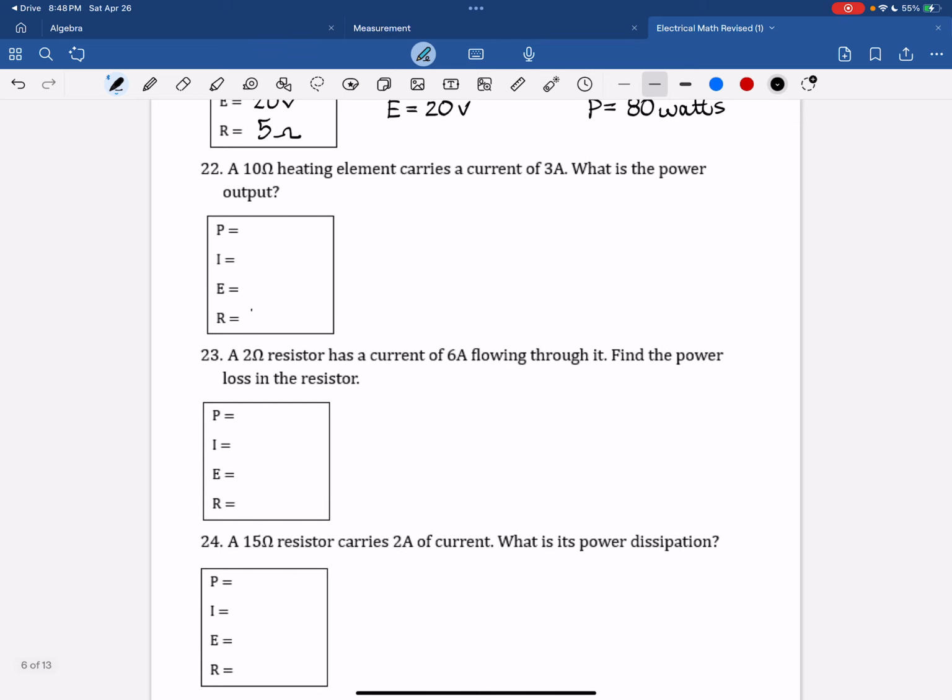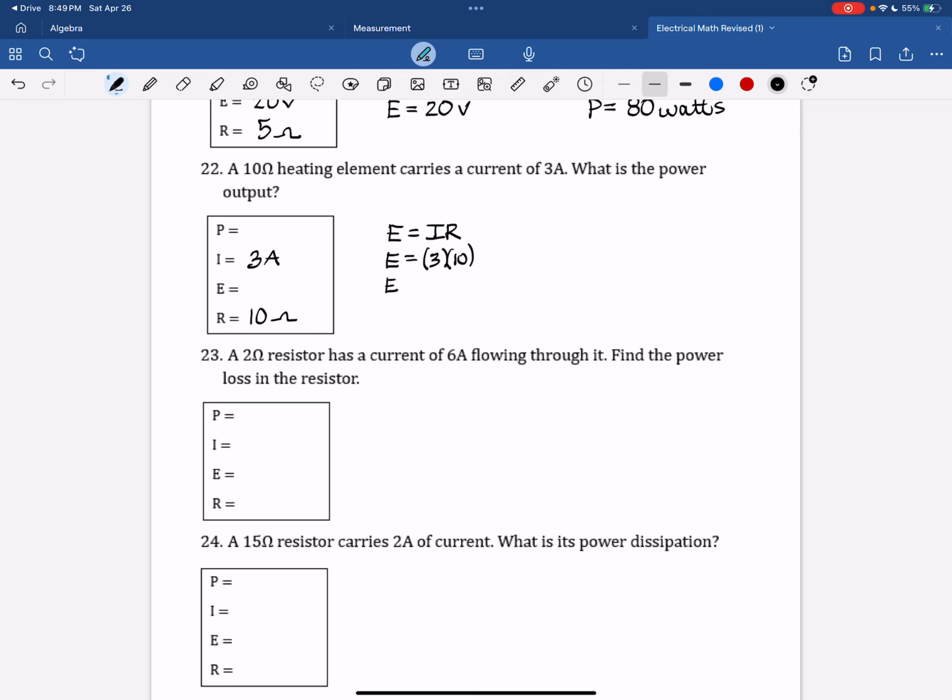A 10 ohm heating element carries a current of 3 amps. What is the power output? Well, again, I don't have a formula for P, I, and R, so I will first have to calculate voltage. But I can do that pretty quickly.